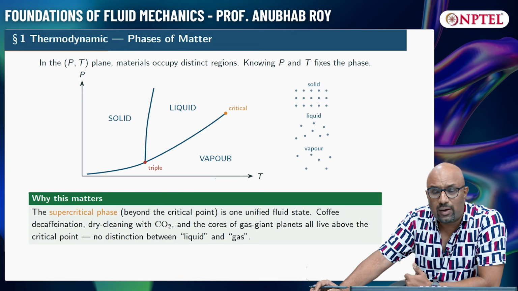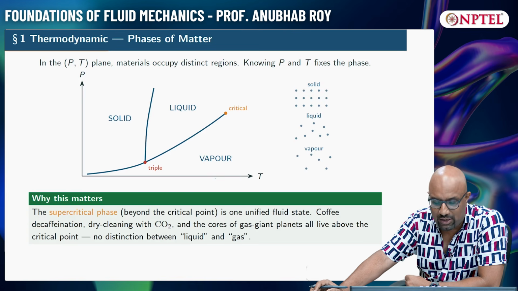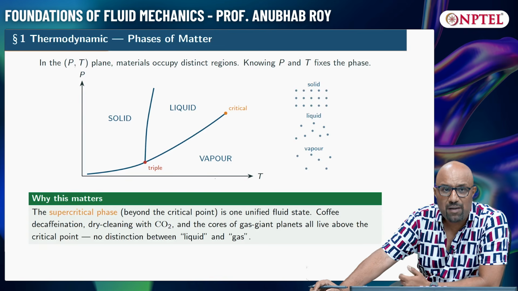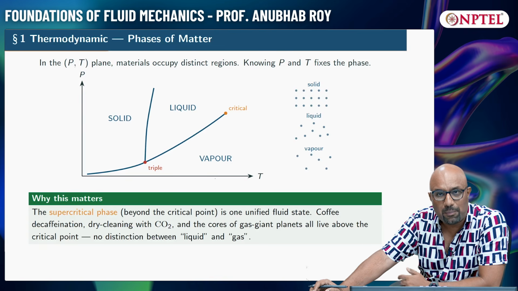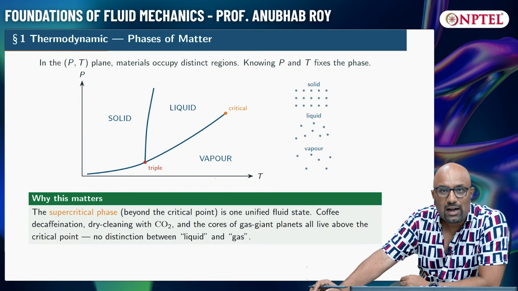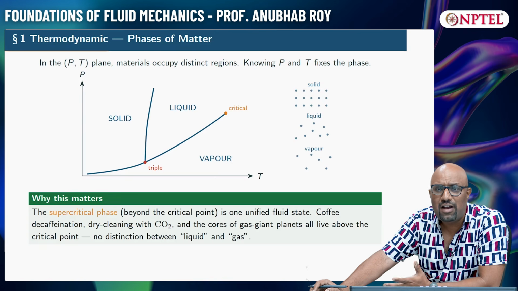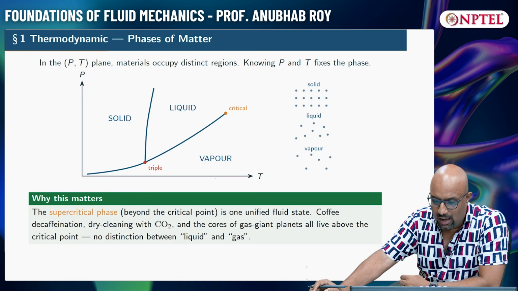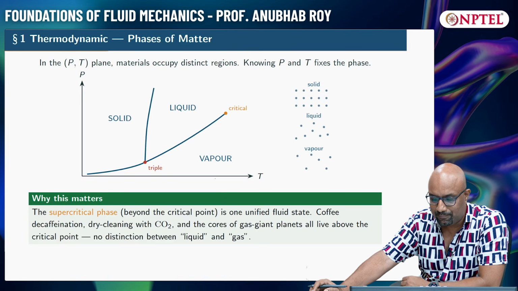Thermodynamic picture. Again, I am borrowing on things which you might be familiar with. This is the pressure temperature diagram. In the PT plane, materials will usually occupy distinct regimes. They can be in a solid state, they can be in a liquid state, they can be in a vapor state. And there can be a triple point and there can be a critical point. Now, knowing the pressure and the temperature fixes the phase. And we have a feel for this for simple materials that we are accustomed to in our day-to-day life, like water, ice and water vapor. Now, how do they look when we probe in terms of their structure?